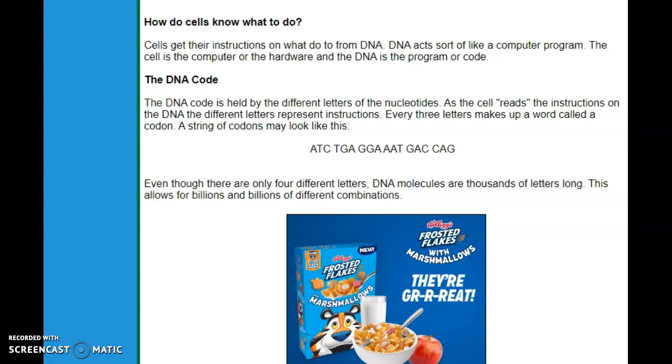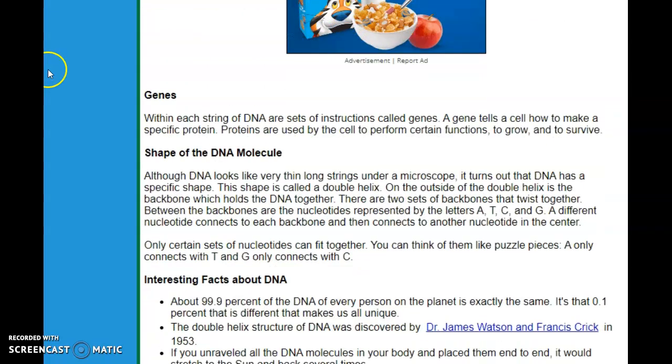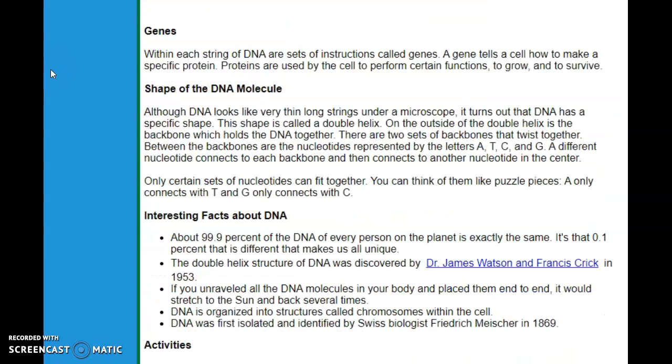Even though there are only 4 different letters, DNA molecules are thousands of letters long. This allows for billions and billions of different combinations. Genes. Within each string of DNA are sets of instructions called genes. A gene tells a cell how to make a specific protein. Proteins are used by the cell to perform certain functions to grow and to survive.